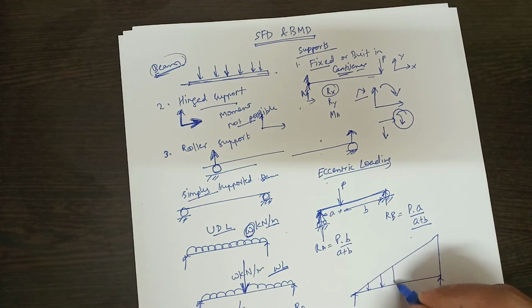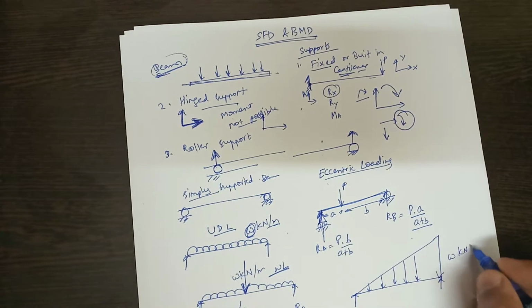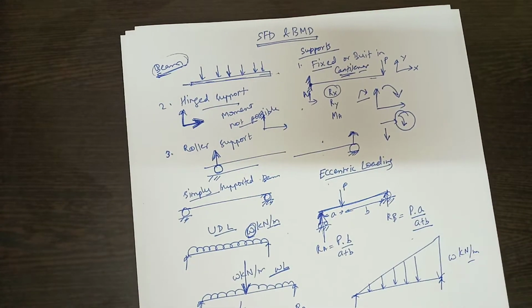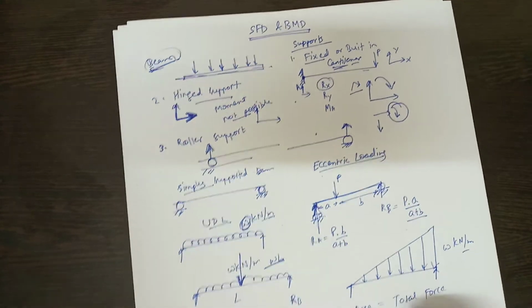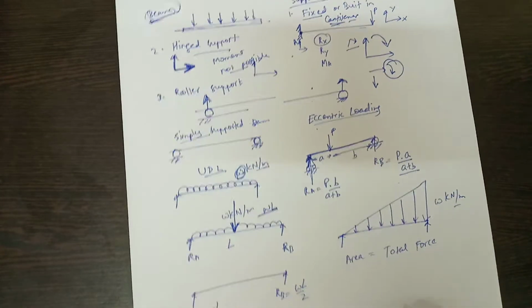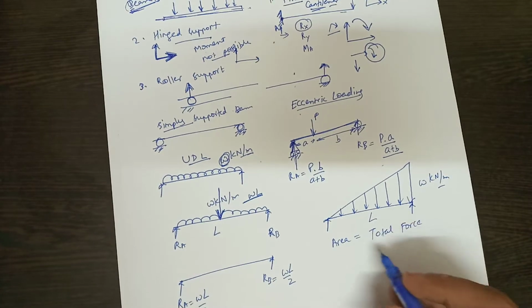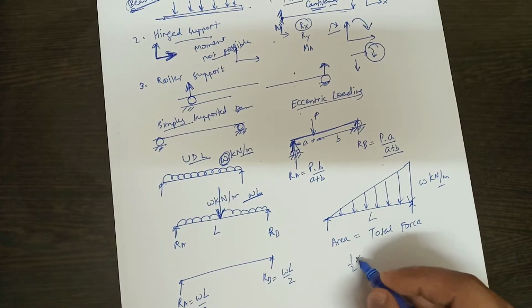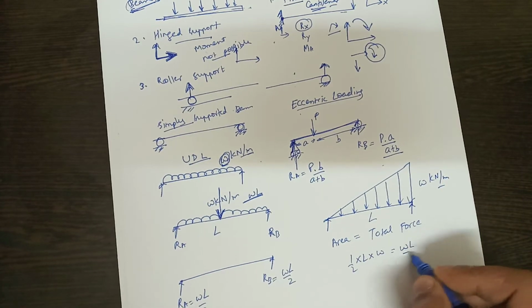If it is gradually increasing from 0 to this W kilonewton per meter, then the area of this load diagram will give you the total force. So what is the total force? First we need to calculate the total force. Total force will be the area of this diagram. So the area of this diagram is half into L into base into height L. So that is WL by 2.